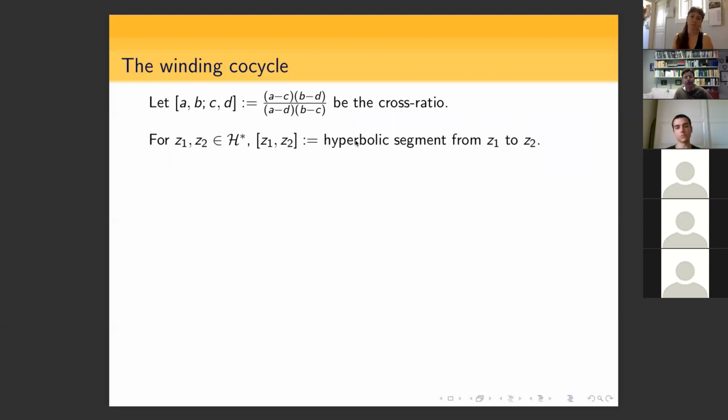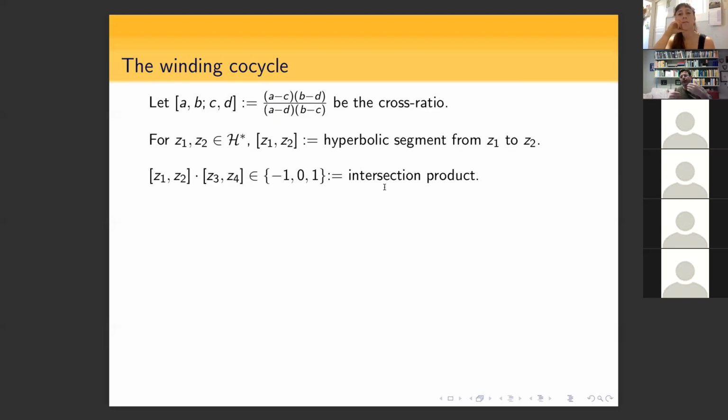And if z1 and z2 are 2 elements of the extended complex upper half plane, I'm going to use this notation to denote the hyperbolic segment joining z1 and z2. I also am going to use this notation for the intersection product of 2 hyperbolic segments on the hyperbolic upper half plane. So the intersection number is exactly what you think it is. There's a sign convention you have to be careful about that involves choosing an orientation on the upper half plane, which is crucial in computation, so I'm going to suppress that for the lecture. You can imagine what the convention would be.